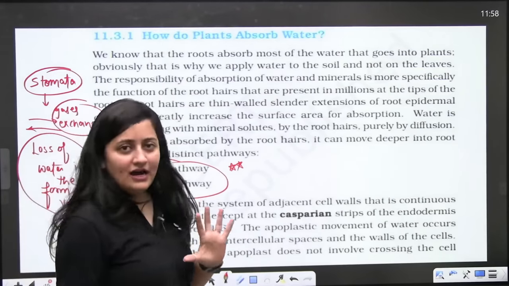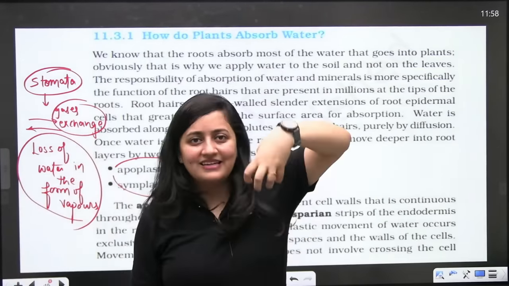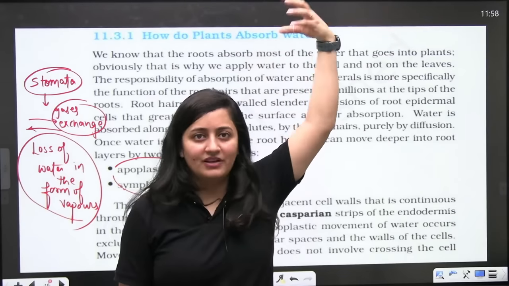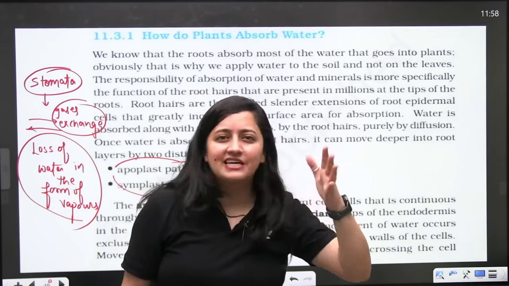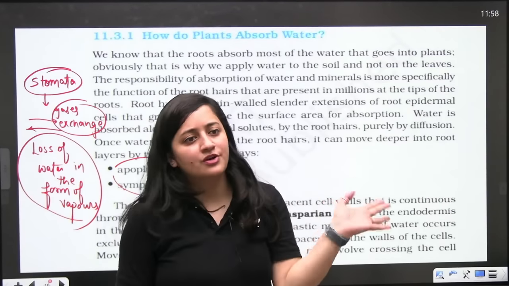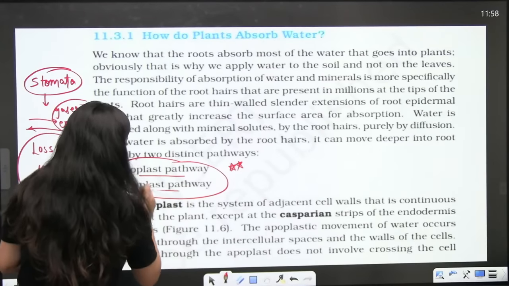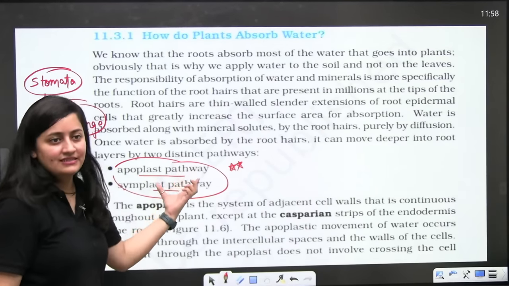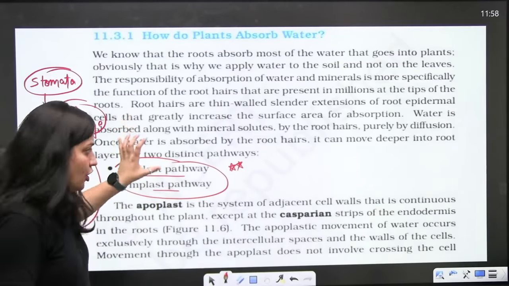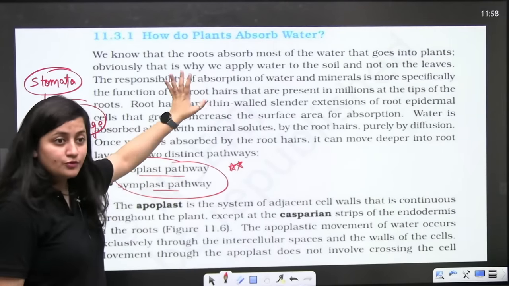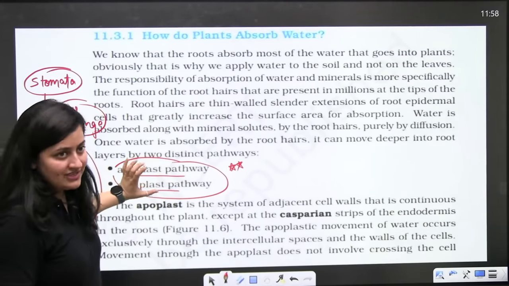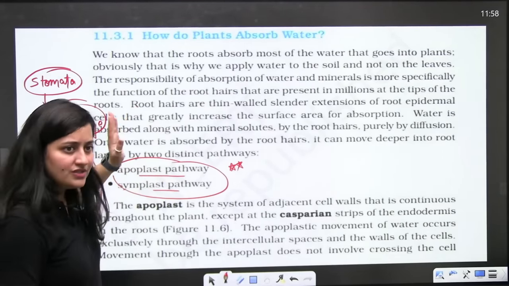Now, do you know about the transpiration pull? There is a pull, and the water will come up. This is what you know. Very general things, and very general questions are going to come from this part. But the most important thing for the NEET paper is the apoplast and symplast. Although it is related to the water absorption part, you need to focus on apoplast and symplast, and we are going to use the NCERT for that.